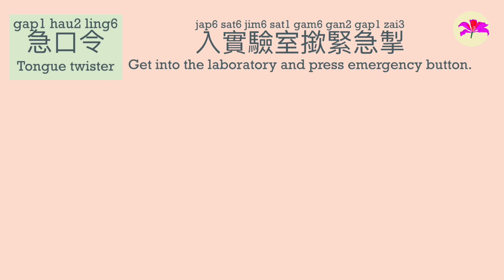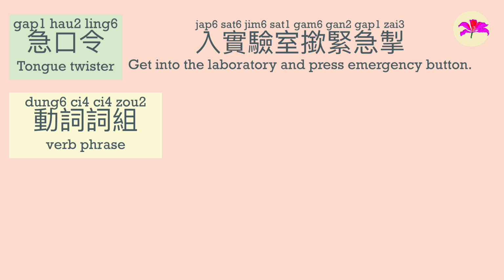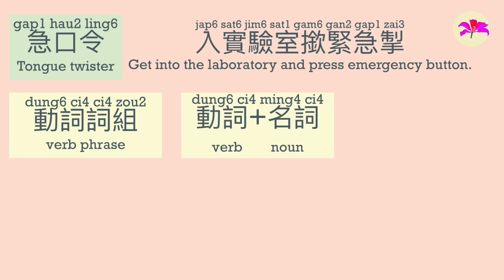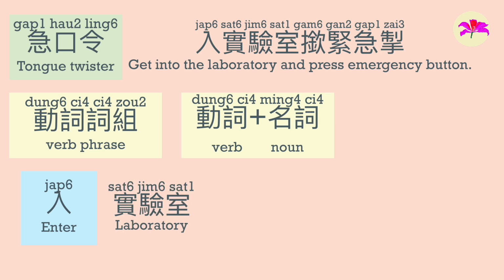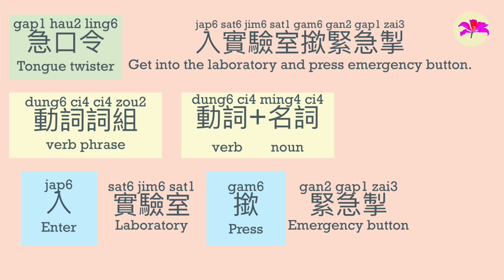This is a verb phrase, 動詞詞組. It is in a structure of 動詞 verb plus 名詞 noun. 入 enter, 實驗室 laboratory. 入實驗室 enter the laboratory. 撳 press, 緊急掣 emergency button. 撳緊急掣 press the emergency button.